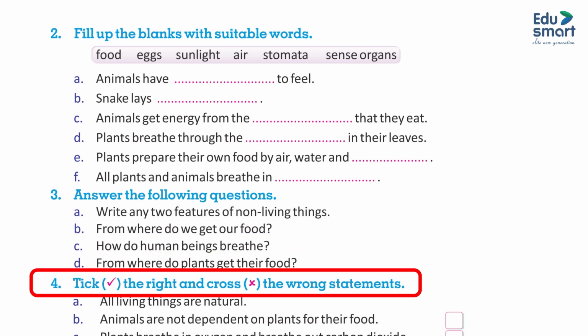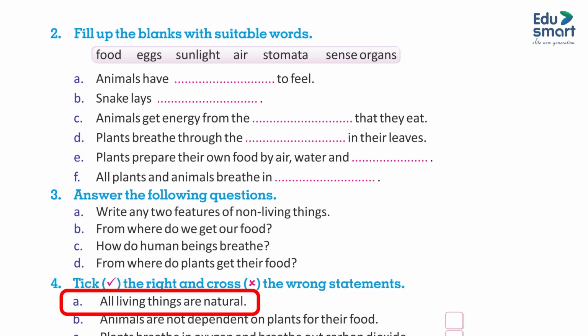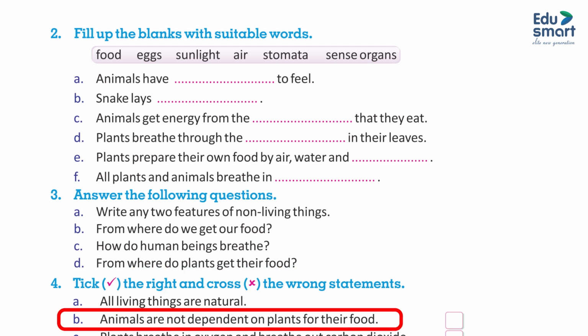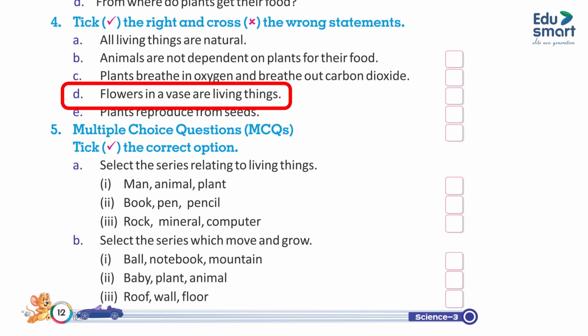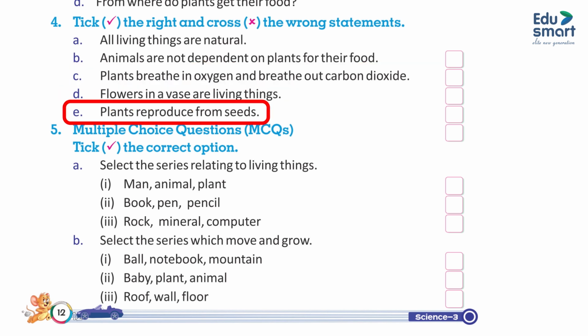4. Tick the right and cross the wrong statements. A. All living things are natural. B. Animals are not dependent on plants for their food. C. Plants breathe in oxygen and breathe out carbon dioxide. D. Flowers in a vase are living things. E. Plants reproduce from seeds.